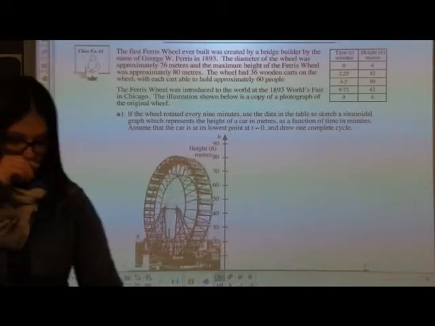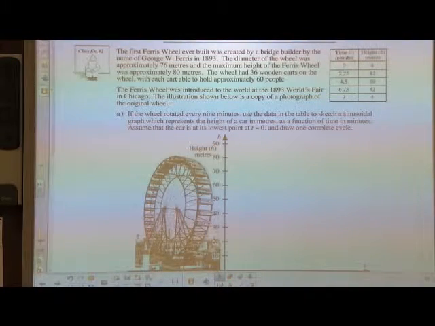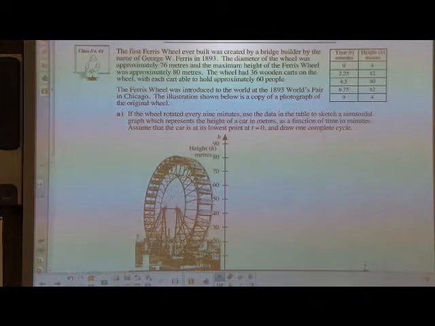Okay, the last question, Ferris wheel. The first Ferris wheel ever built was built by a bridge builder by the name of George W. Ferris in 1893. The diameter of the Ferris wheel was 76 meters. Take a moment to think of how big 76 meters would be, given that a door frame is about 2.